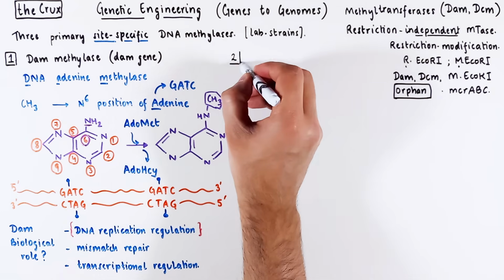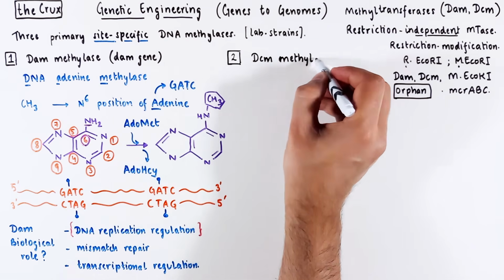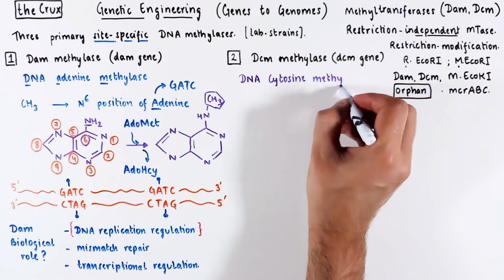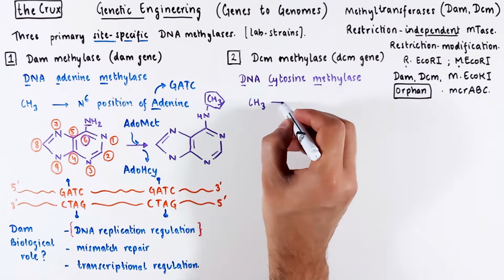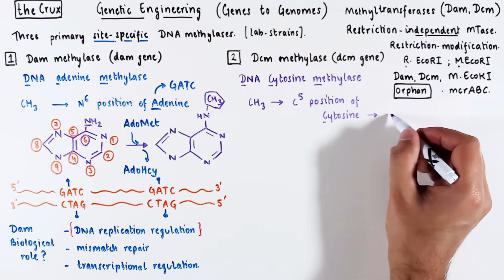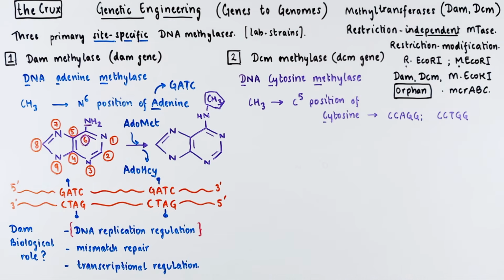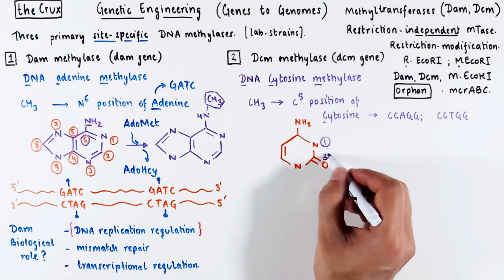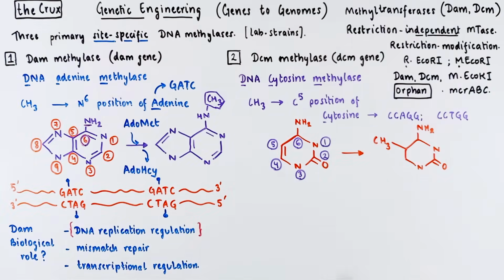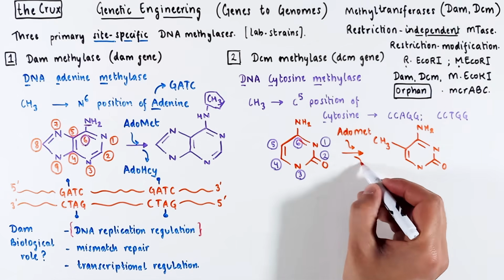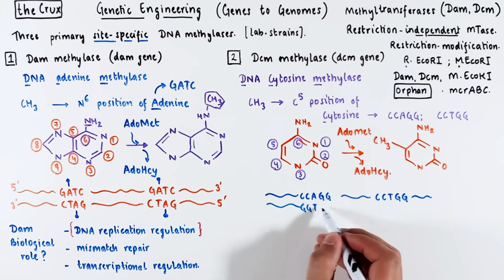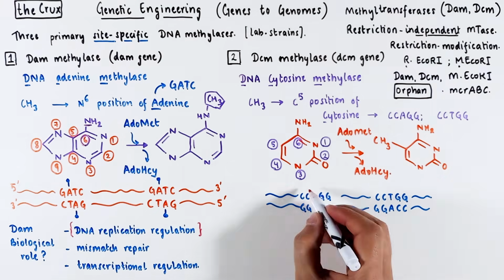The second primary methylase is Dcm methylase, a product of the Dcm gene. As you may have guessed already, it is the cytosine methylase. It transfers a methyl group to the C5 position of cytosines at CCAGG and CCTGG locations. Once again, here's the biochemical structure of the cytosine with the positions. The methyl is transferred to the 5th carbon specifically, and just as earlier, the methyl donor is the same. To make it clear, the cytosine gets methylated in the recognition sequence at the internal cytosine.